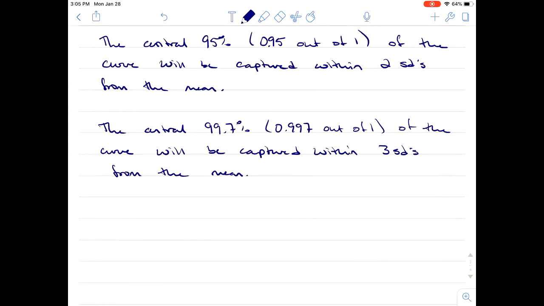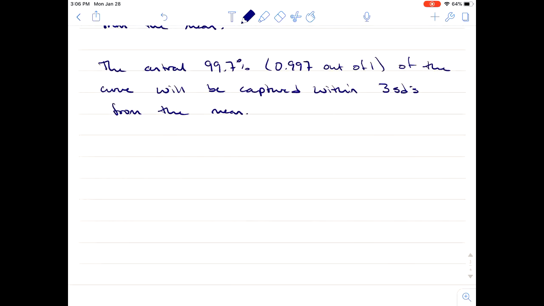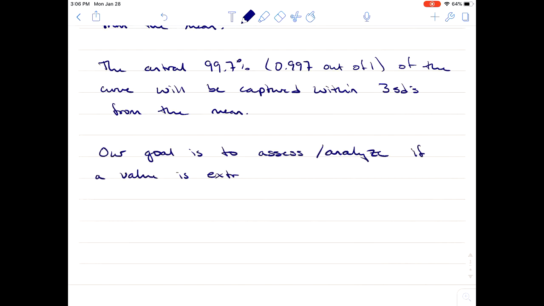So our goal in this course is going to be to assess whether something is extreme or not. So overall, big picture, our goal is to assess or analyze if a value is extreme or not.